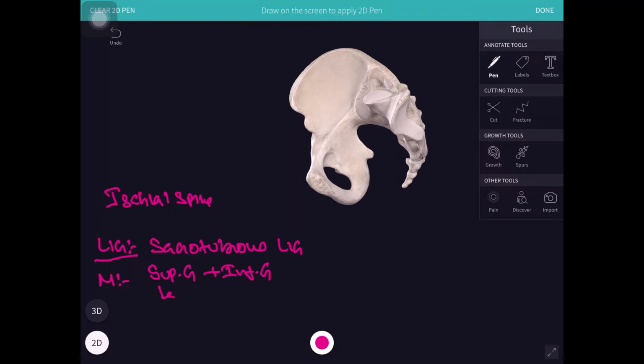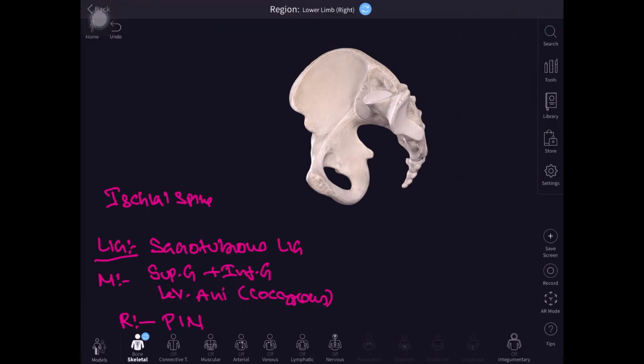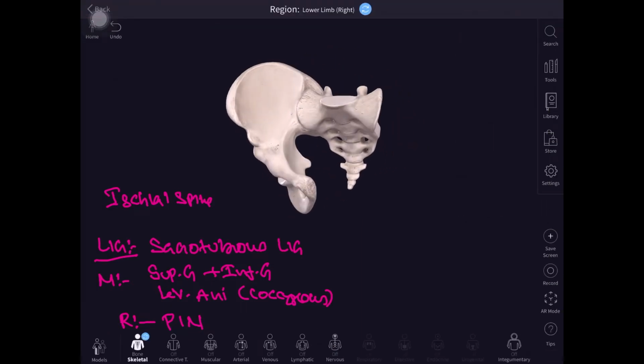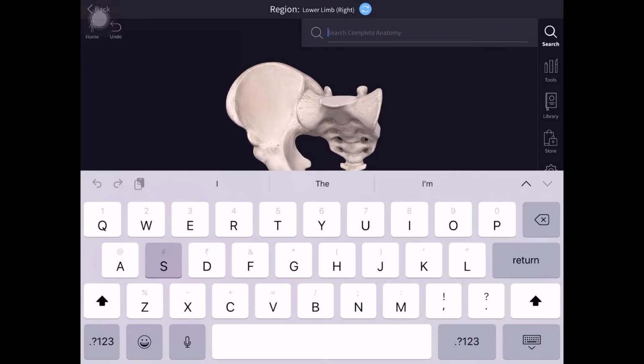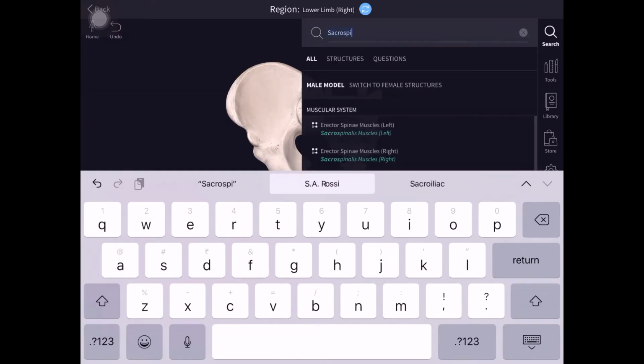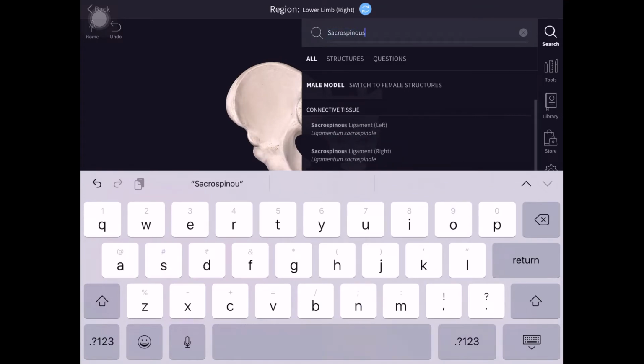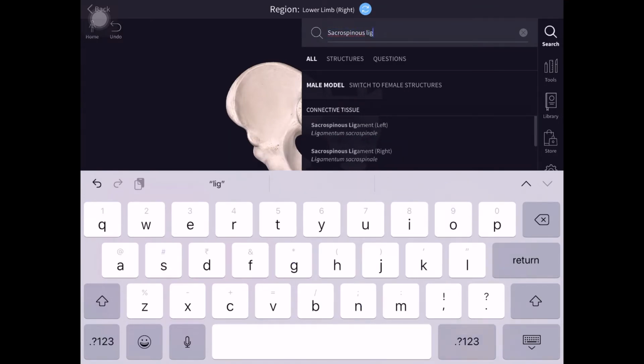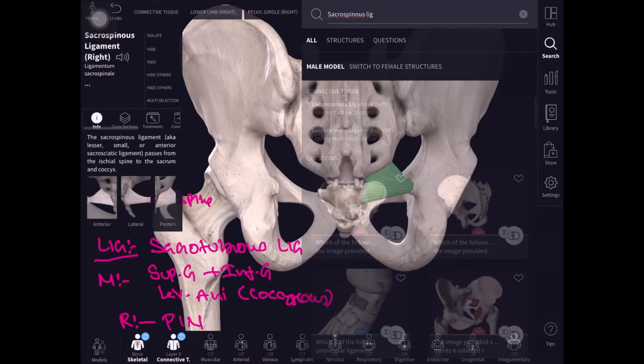You'll be seeing on the inner side the muscle is the levator ani, the coccygeus part. And we also want to see the relations of the structures: the pudendal nerve and the internal pudendal vessel. These are the structures which we can see on this. So let us see now. First we'll take the sacrospinous ligament on the right side.